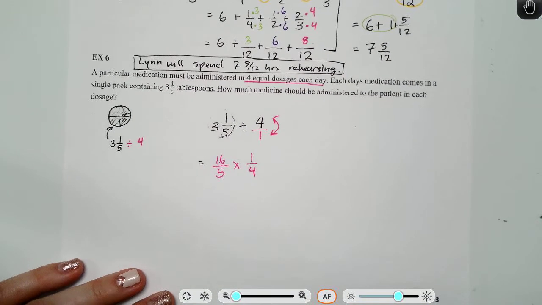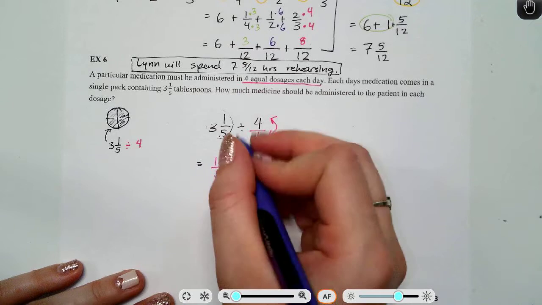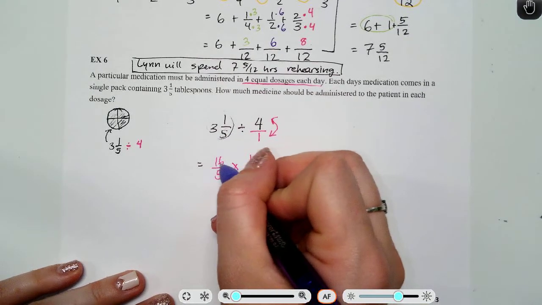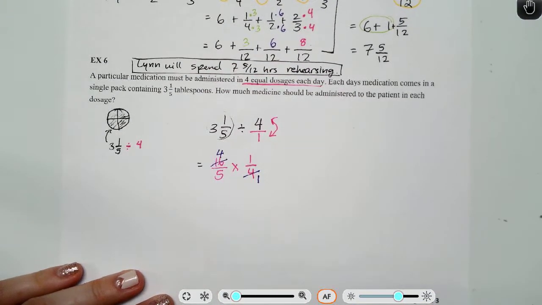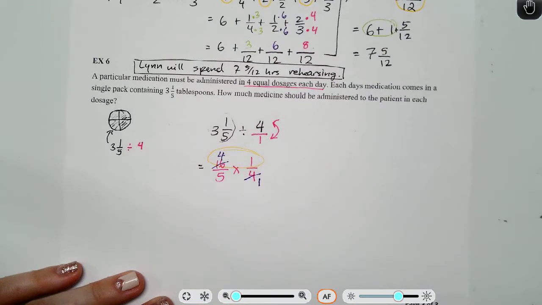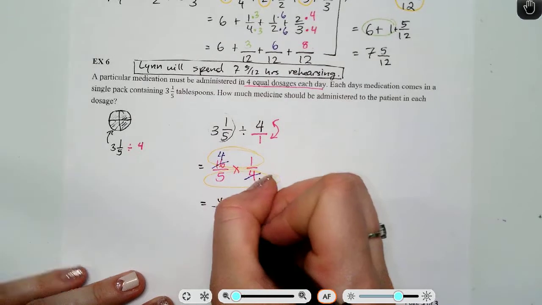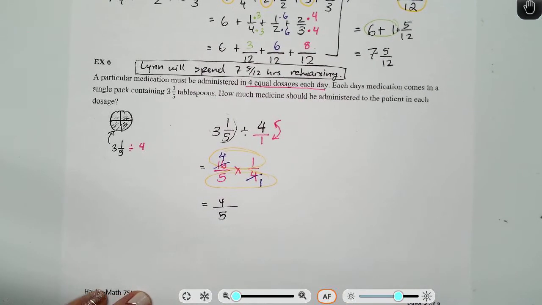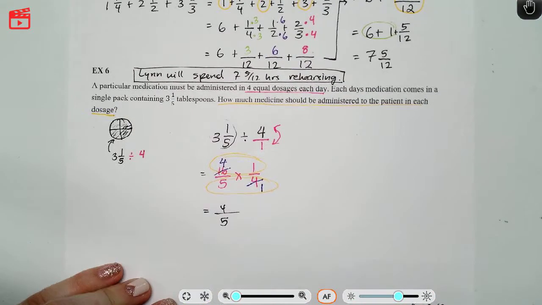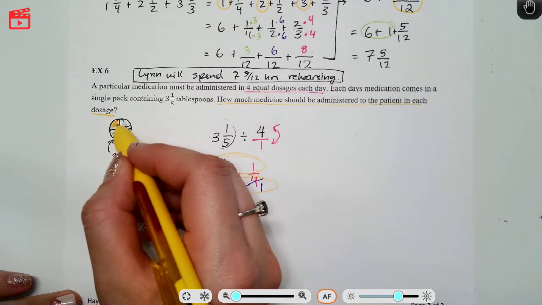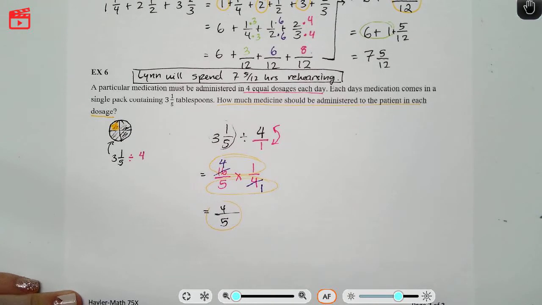All right, so can we simplify anything? Yeah, we can. 16 and 4, those are both divisible by 4. So 16 divided by 4 is 4, and 4 divided by 4 is 1. All right, now we can multiply across the top because we simplified. So 4 times 1 is 4, and 5 times 1 is 5. So what is that answer? Well, what was our question? How much should be administered in each dosage? Well, in each of these little dosages, when I've split it into 4, there is 4/5 of that single pack.